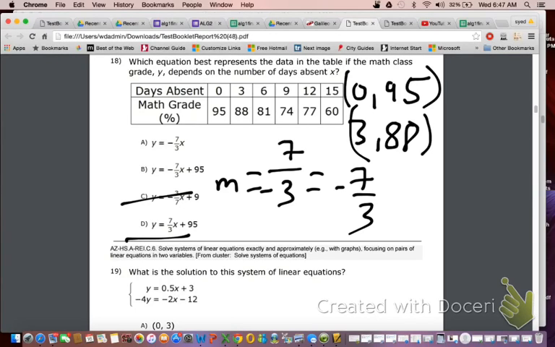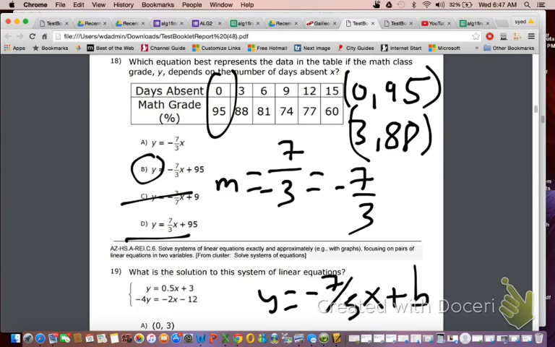And when x is 0, y is 95. So it has to be this one. Yeah, so you get y equals negative 7/3 x plus b. Right? You're basically using this point. So 95 equals this times 0 is 0. So it has to be 95.